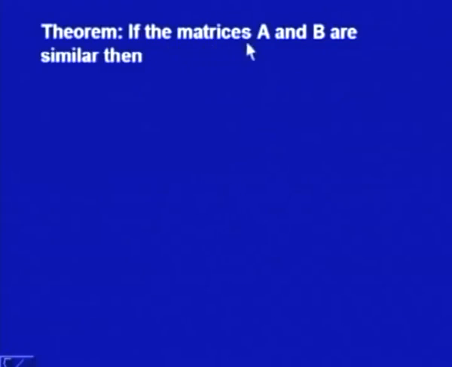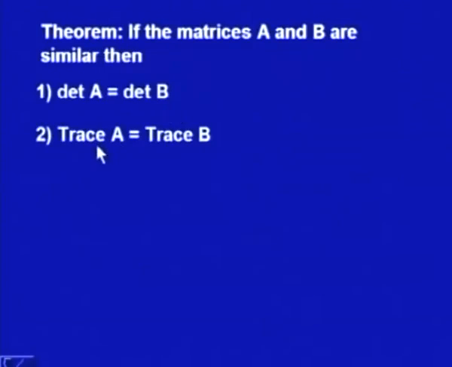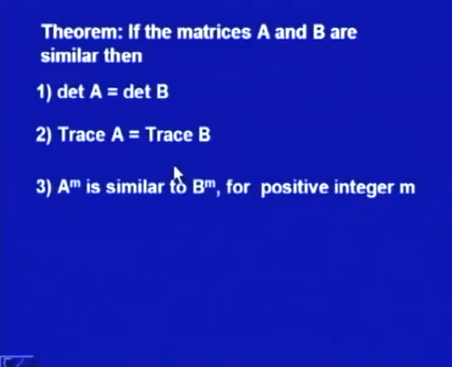Now if the matrices A and B are similar, then we can prove that determinant of A is equal to the determinant of B, or we can say similar matrices have same determinants. Not only this, but the trace of A and the trace of B are also equal. Further, if A and B are similar, then A^m and B^m will also be similar for any positive integer m.